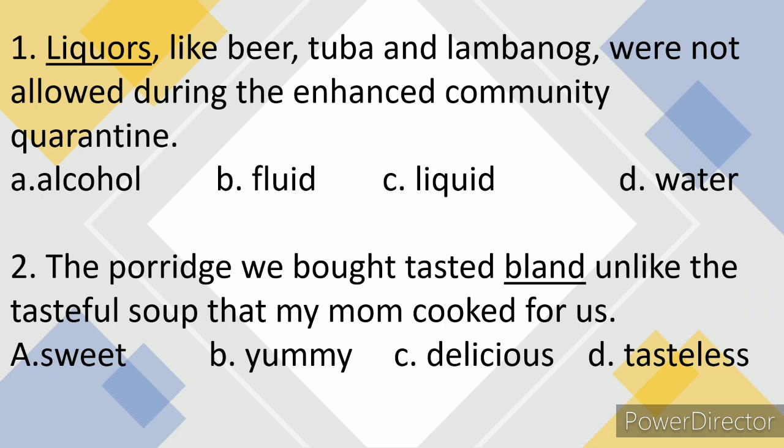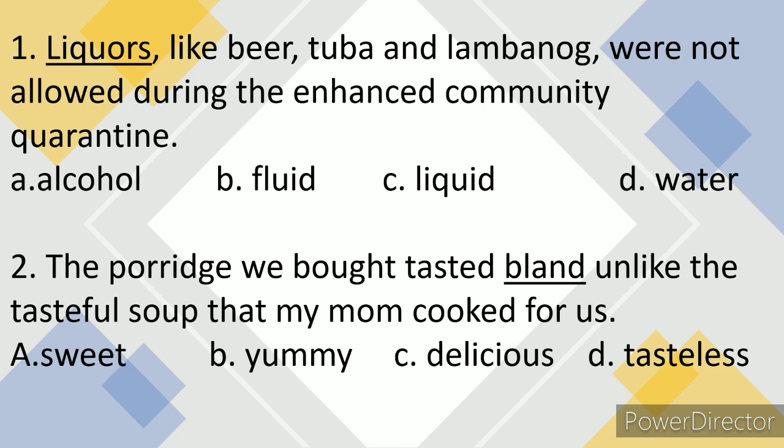So let us answer this. Number 1: Liquors like beer, tuba, and lambanog were not allowed during the enhanced community quarantine. The answer is alcohol. Number 2: The porridge we bought tasted bland, unlike the tasteful soup that my mom cooked for us.